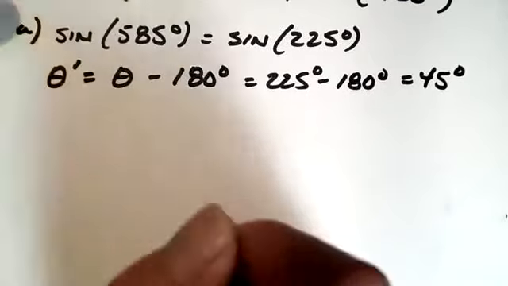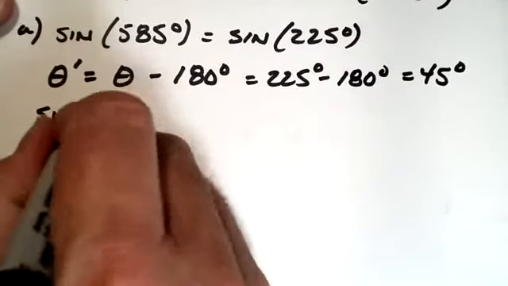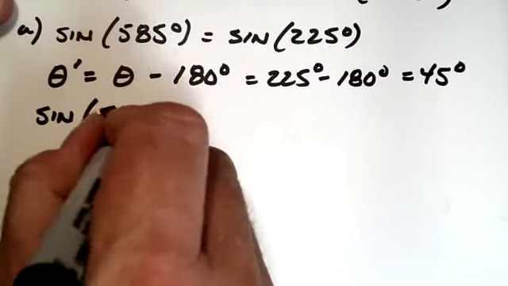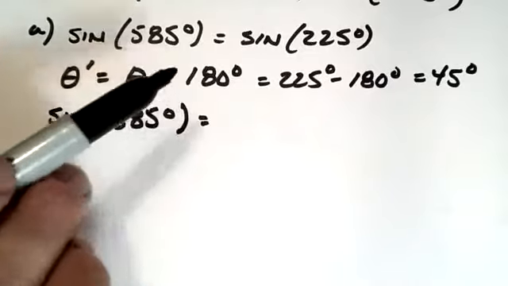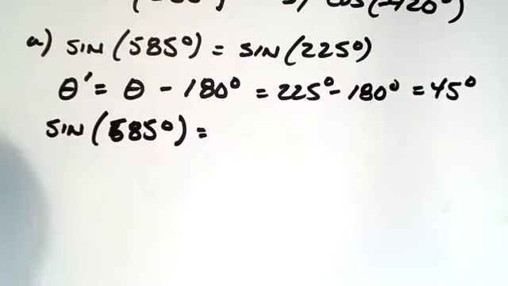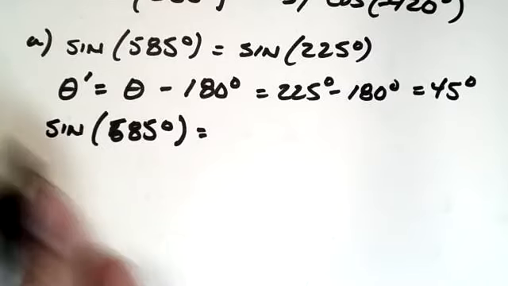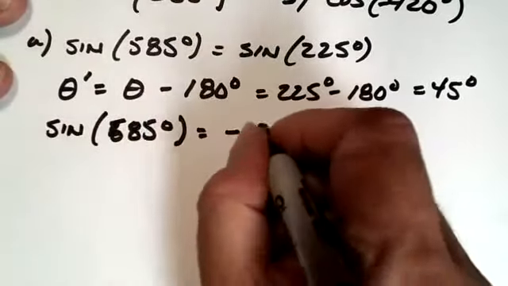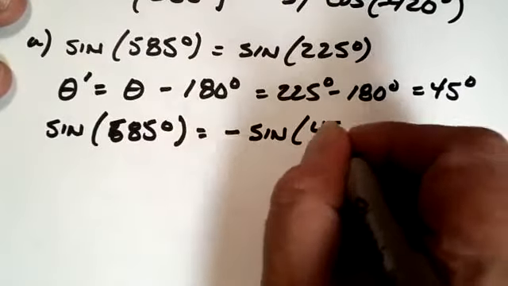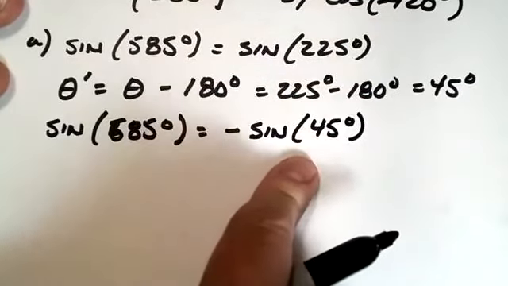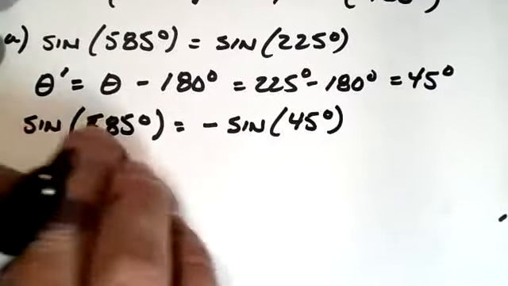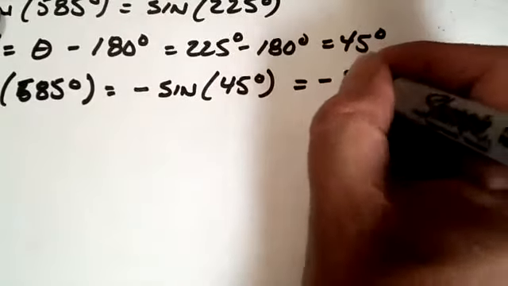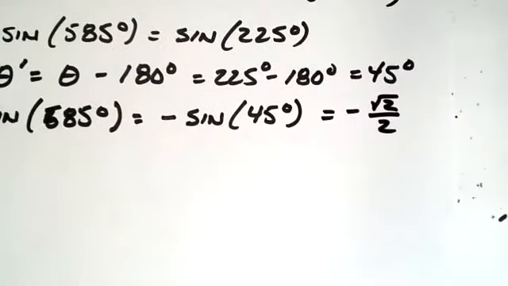Now, that will tell us that the sine of 585 degrees is equal to, now let's think about the quadrant. It's in quadrant 3. So in quadrant 3, all students take only tangent and cotangent are positive, so everything else has to be negative. So it'll be negative sine of 45 degrees. Now we have to recall, what is the sine of 45 degrees? It turns out that it's square root of 2 over 2. So the sine of 585 degrees will be negative root 2 over 2.